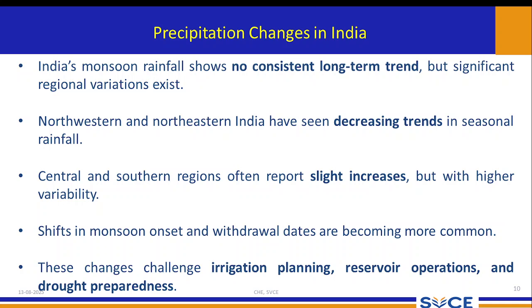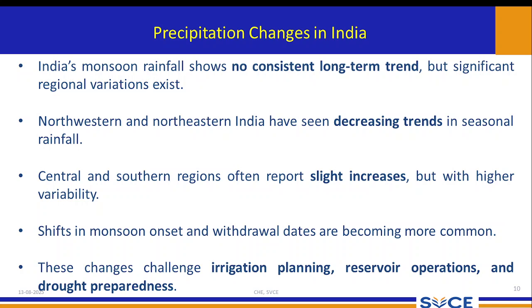Okay, that will exist. Northwestern and northeastern India have seen a decreasing trend in seasonal rainfall. This rainfall is getting reduced in the northwestern part of India as well as the northeastern part. Central and southern regions often report slight increases but with higher variability. Shifts in monsoon onset and withdrawal dates are becoming more common.